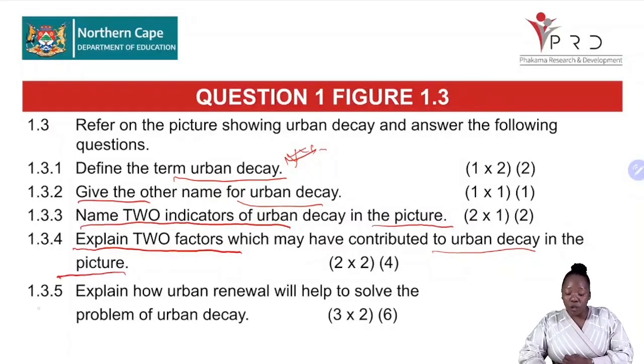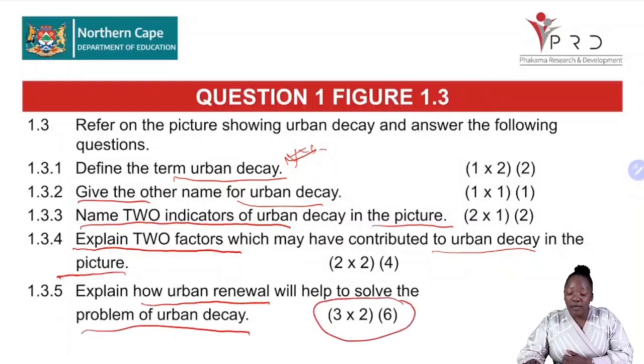Then your question 1.3.5, explain how the urban renewal will help to solve the problem of urban decay. So can you see that the question, they did not specify how many responses you need. By looking at the mark allocation, it's where you get an idea that you need to give 3 answers.